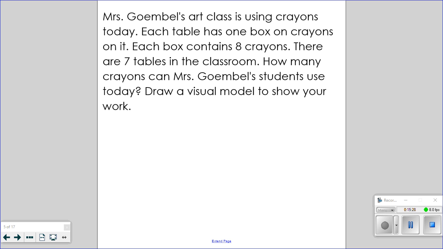Miss Gimbel's art class is using crayons today. Each table has one box of crayons on it. Each box contains 8 crayons. There are 7 tables in the classroom. How many crayons can Miss Gimbel's students use today? Draw a visual model to show your work.